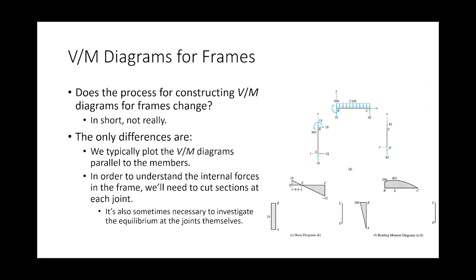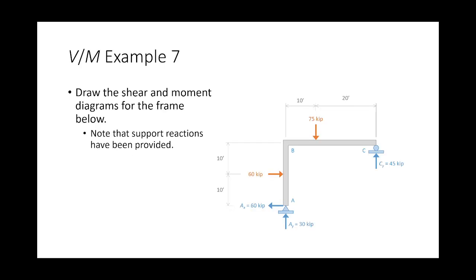We typically plot the shear and moment diagrams parallel to the members, and you'll know what I mean after the example today. And so what we do need to do is cut sections at the joints. The only thing that maybe is a little different is that sometimes we need to investigate the equilibrium of the joint. And when I say we need to, usually it's more just a check to make sure that all the internal forces sum to zero, and all the internal moments sum to zero. I just want to get into one and show you what I'm talking about.